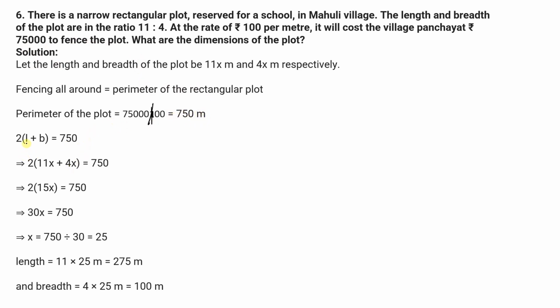And you know that the perimeter of a rectangle is given by 2 into L plus B, that's equal to 750 meters. Now 2 into L is 11x and B is 4x, is equal to 750, because this is the ratio they have given. 2 into 15x is equal to 750. 15 twos are 30x is equal to 750. Therefore, x is equal to 750 by 30, which is 25.